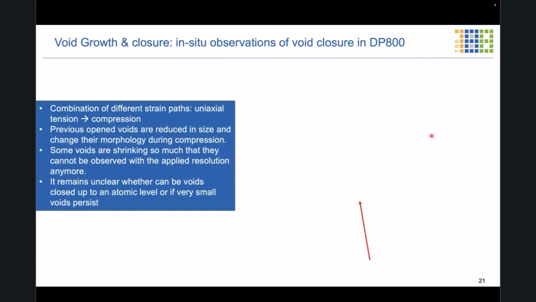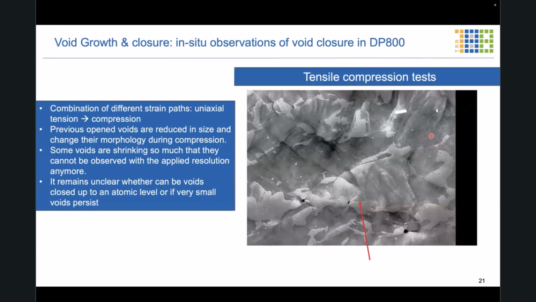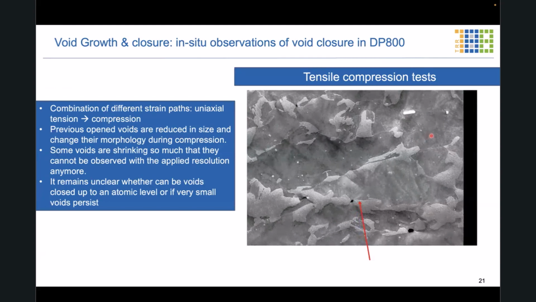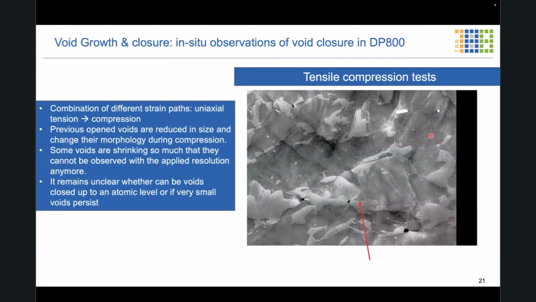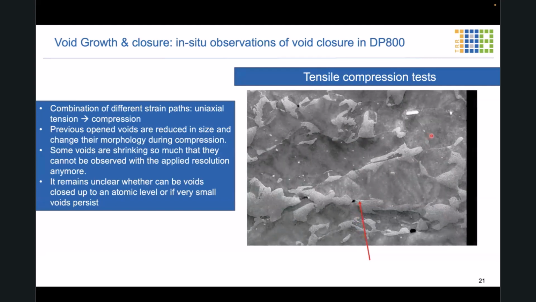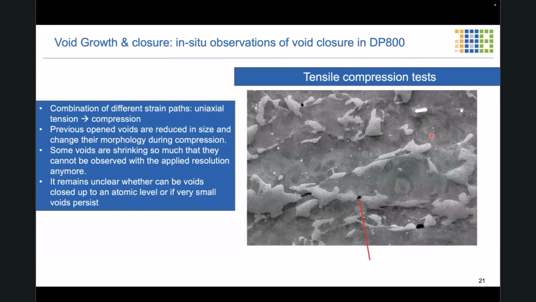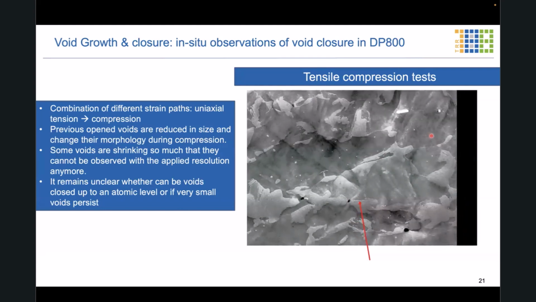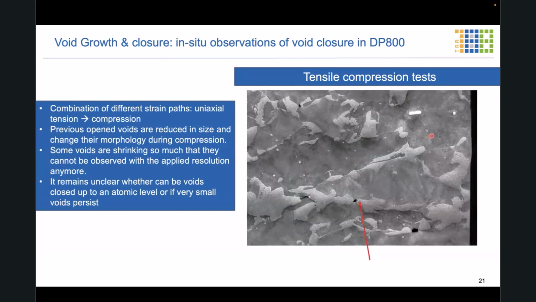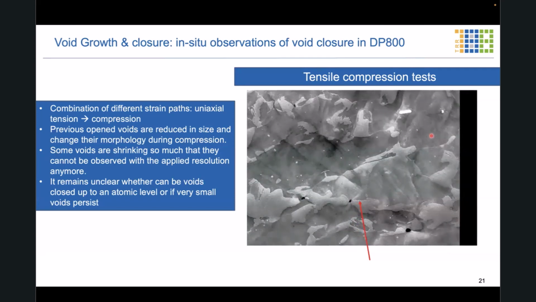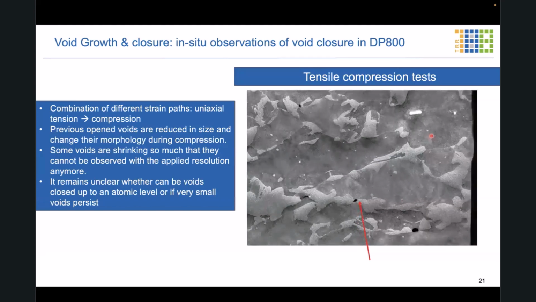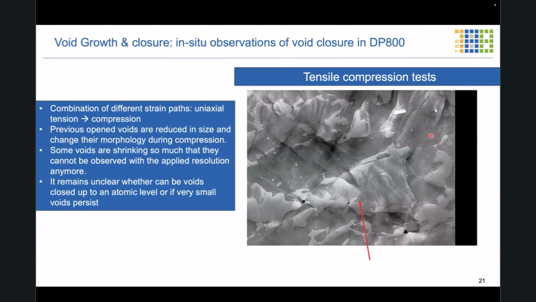Of course, we can also do corresponding experiments for the dual phase steel of grade DP800. Here's the video for this. And here you see a combination of tensile and compression tests. So we are investigating the role of different strain paths, where we started with uniaxial tension and then ran into a compression load. And we observe that the previously opened voids are then reduced in size during the compression phase.